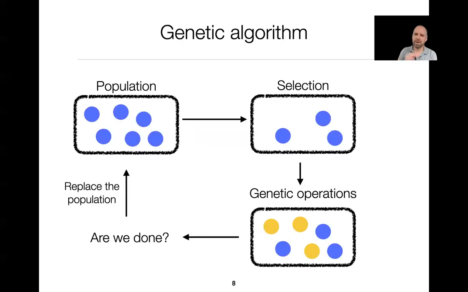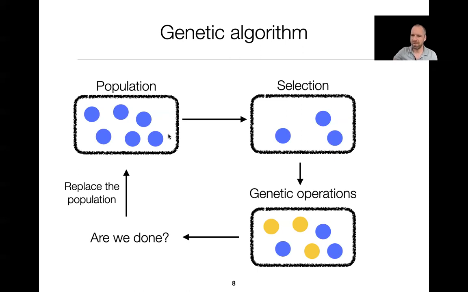So a few words about the genetic algorithm. The genetic algorithm is an algorithm that comes from the machine learning world, and it is a computational metaphor of the natural selection that happens in nature. So we have a population that is composed of individuals, and some of the individuals will perform badly, and some will perform well.